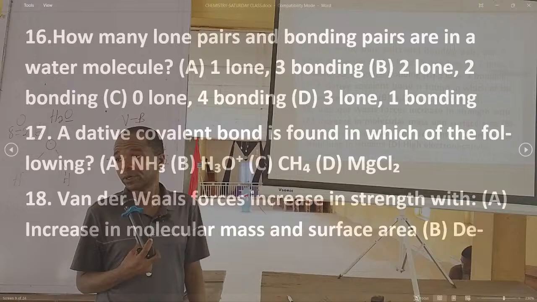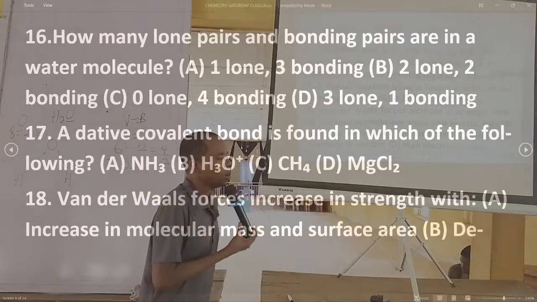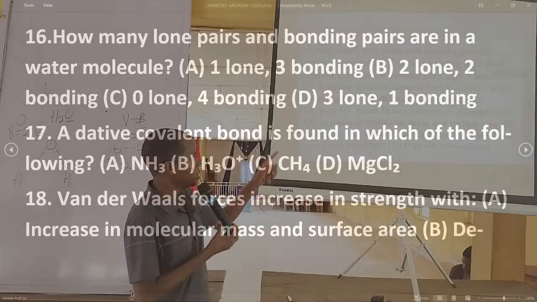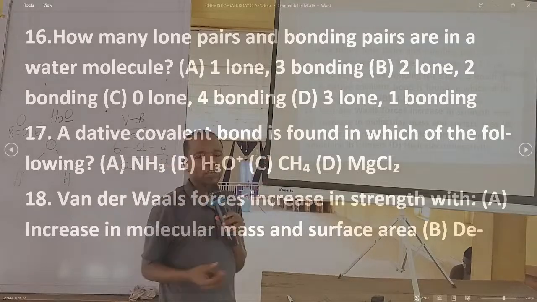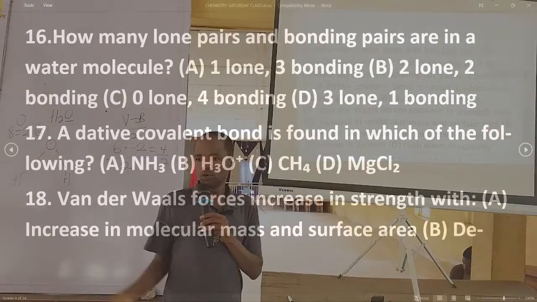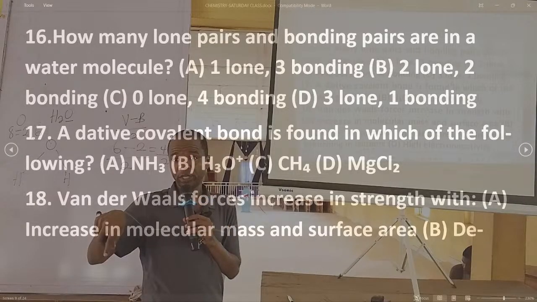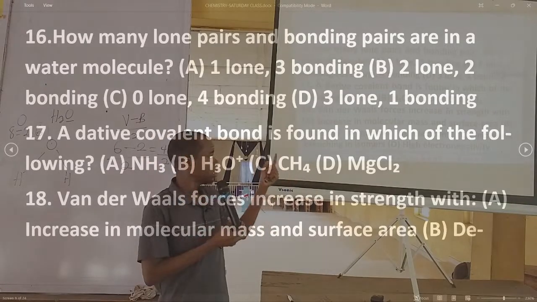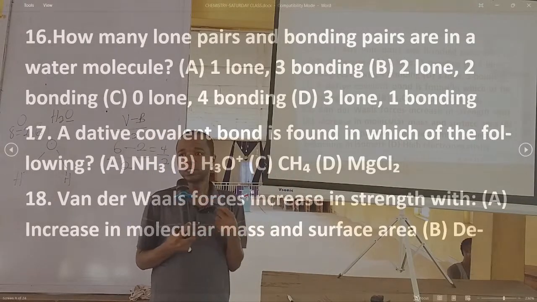If you look at methane, methane only forms the normal covalent bond. It doesn't form a dative bond. If you look at magnesium chloride, magnesium is a metal and chlorine is a non-metal, so that is an ionic or electrovalent bond. I've told you today examples of compounds that have a dative bond. And the correct answer here is option B, hydronium ion.